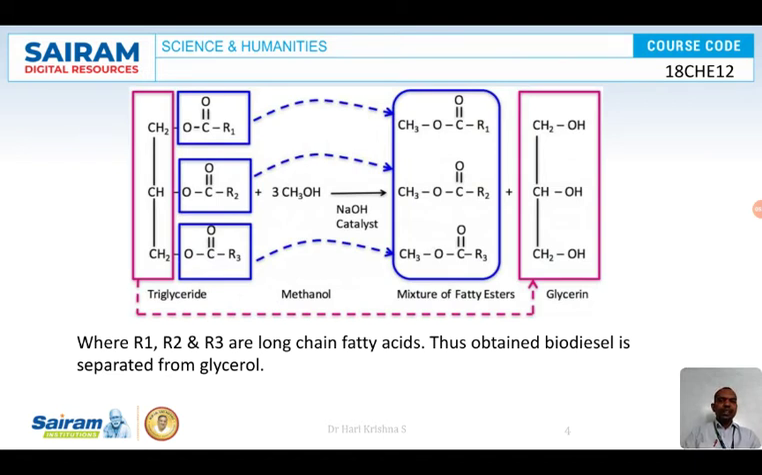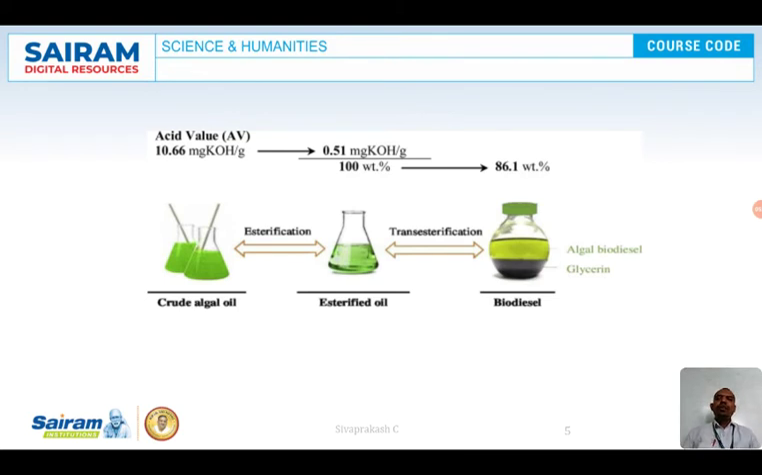The triglyceride treated with methanol and an alkali gives biodiesel and glycerol. The biodiesel thus obtained is separated from glycerol by a chromatographic technique. So I take crude algal oil, which undergoes esterification to give ester oil. This ester oil undergoes transesterification to give biodiesel and glycerin. Due to density, the glycerol will settle down and biodiesel will be on top. This is as per weight percentage; for a given amount taken, you obtain that much percentage of biodiesel.